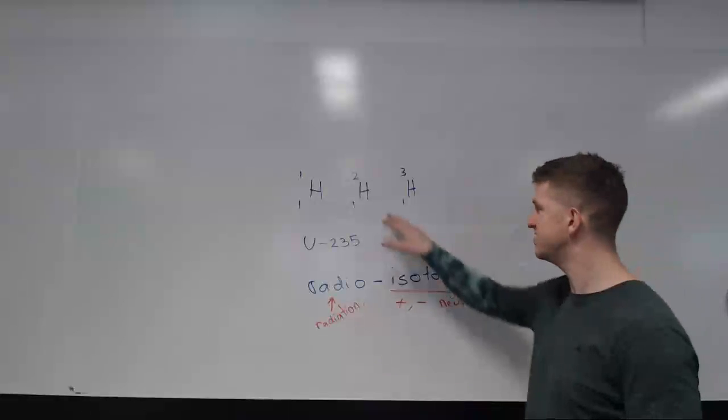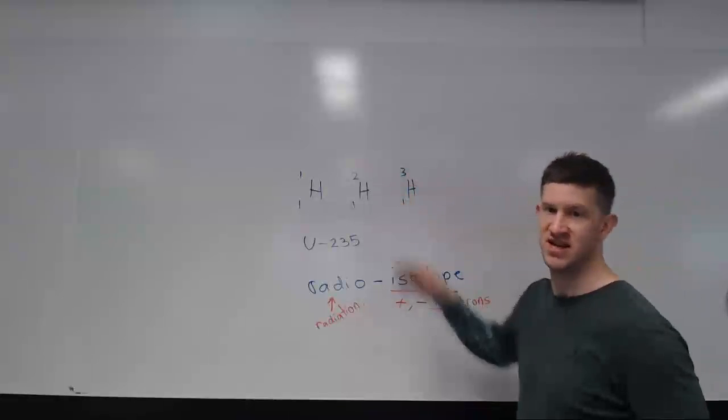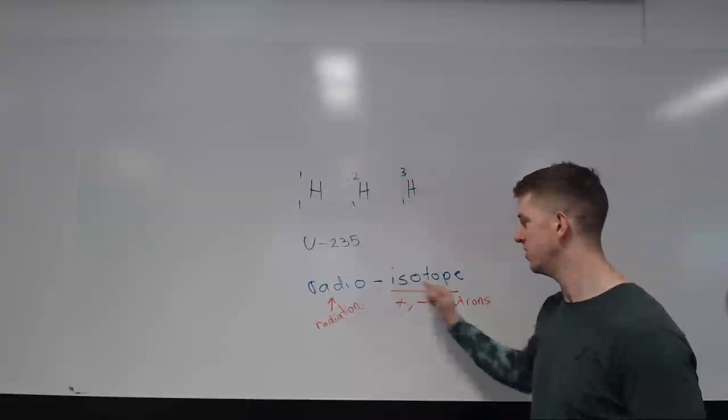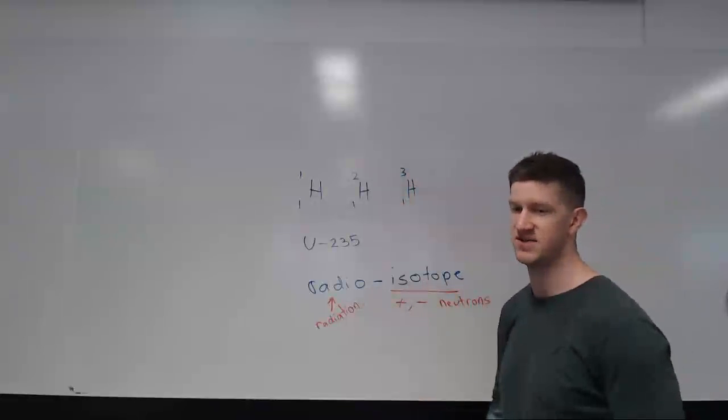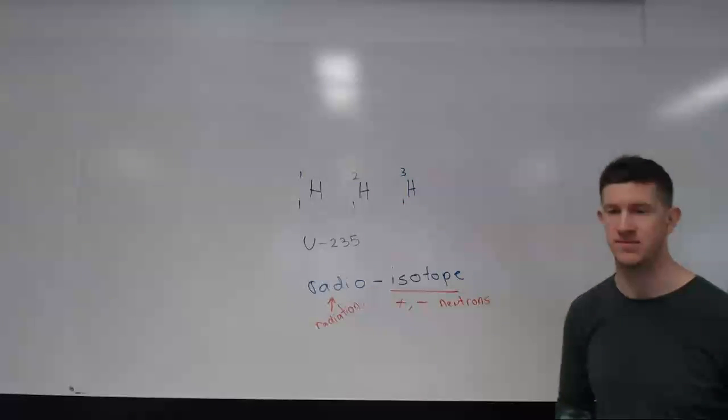So that's the difference. An isotope has more or fewer neutrons but is not necessarily unstable. A radioisotope is an isotope that is radioactive, so it's actually going to decay and it's going to produce some type of radiation.